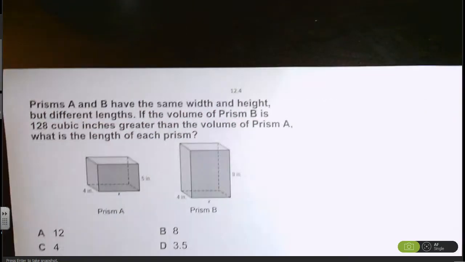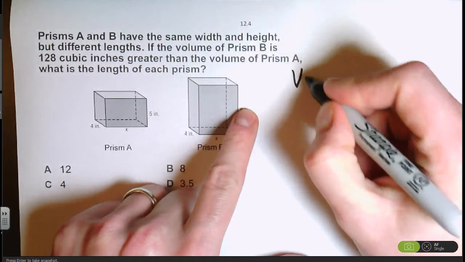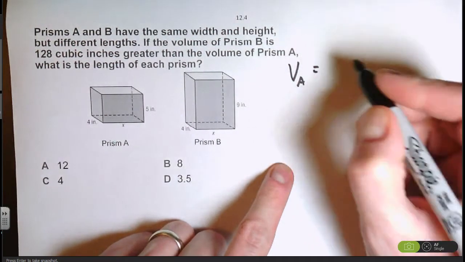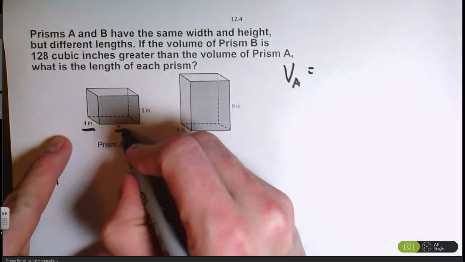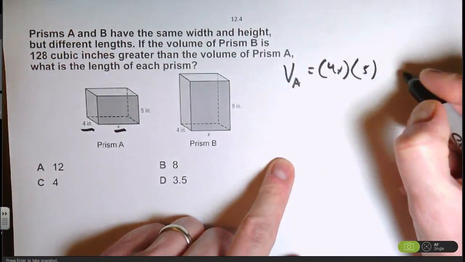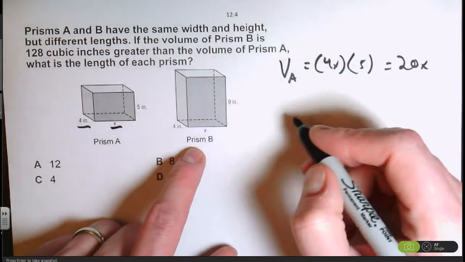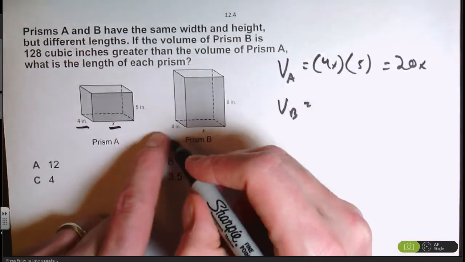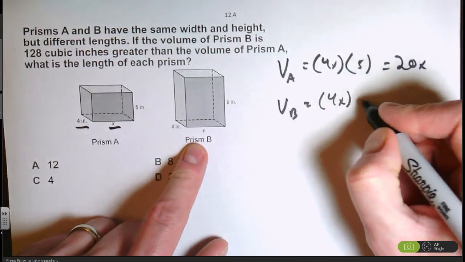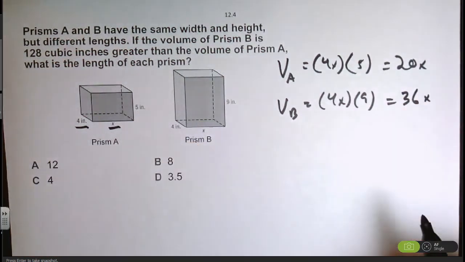All right, so let's take a look at this example. The volume of prism A, I'll call it V sub A, is the area of the base times the height. The base is a rectangle, so it's 4 times x times 5. So it's 20x. The volume of prism B is 4 by x, but it's 9 high. So it's 4x times 9, which is 36x.